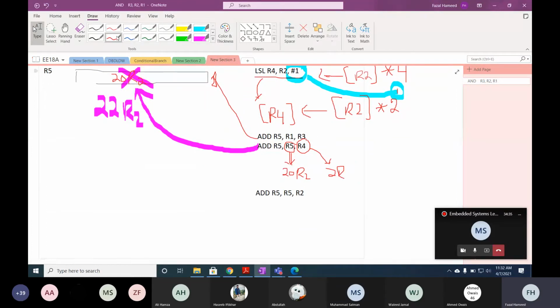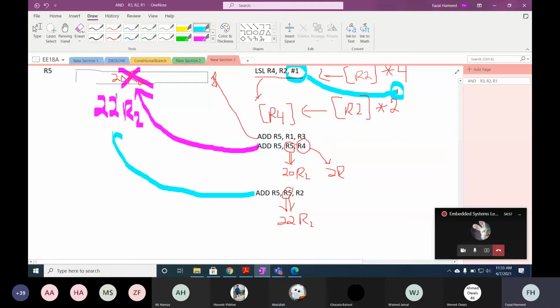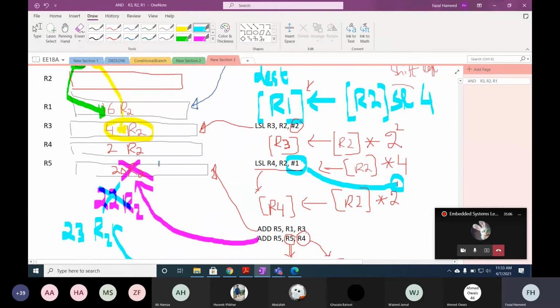What's the value of R2 at this point of time? 22 R2, and plus R2. What will be the new value of R5 now? 23 R2. So this value will be overwritten, and now the new value will be 23 R2.